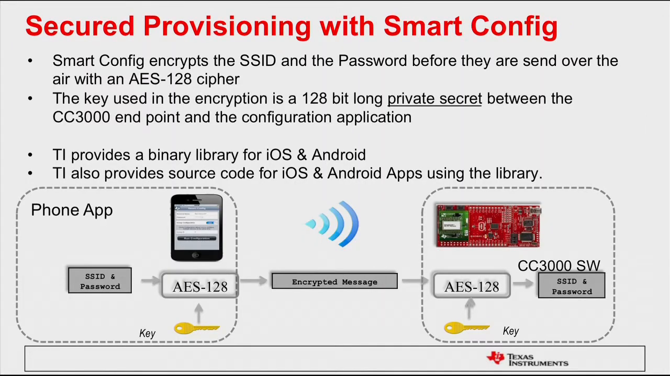I talked a little bit about the security side of things, and I think this is really important. If you're sending that information about your access point, you really want it to be secured. So it's done with an AES 128 cipher, which encrypts the information. When the CC3000 receives the information, it knows what it's doing, decrypts it, and then uses the information to connect to the access point.